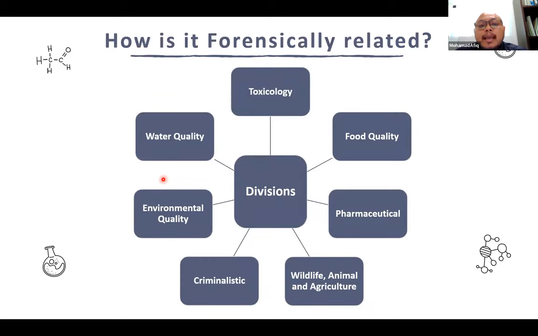Next, you can read by yourself the divisions related to forensic science. We have a number of them here: toxicology, food quality, pharmaceutical, wildlife, agriculture, criminalistics, environmental quality, water quality.